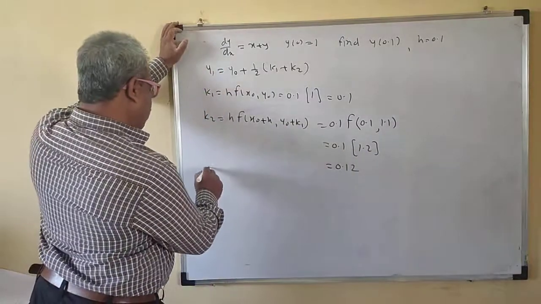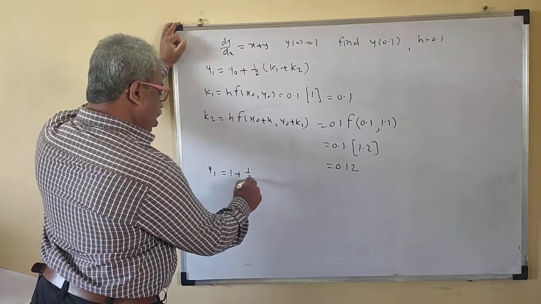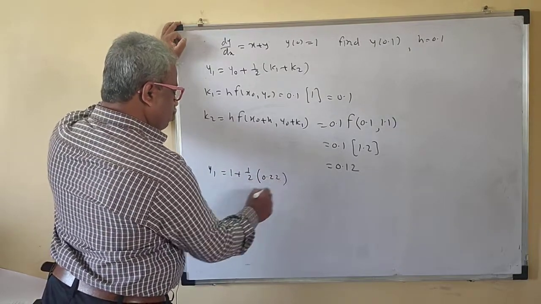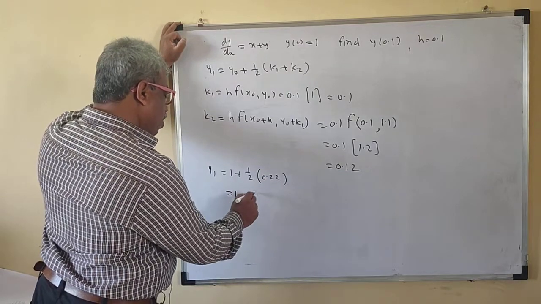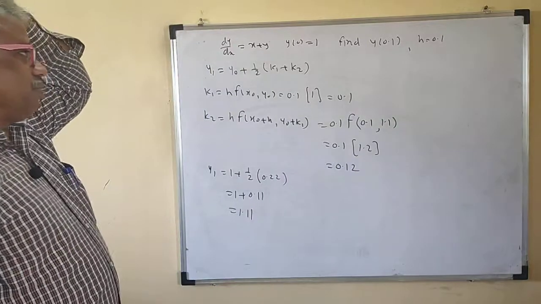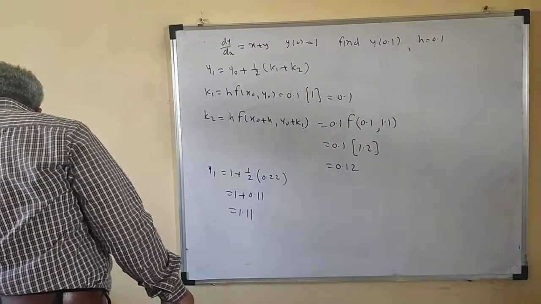Okay. So we'll find y1 now. Y1 is equal to y naught plus 1 half (k1 plus k2). K1 plus k2 is 0.22. So this is 1 plus 0.11, so 1.11. This will be your answer. Okay. So I hope that you understand this one.